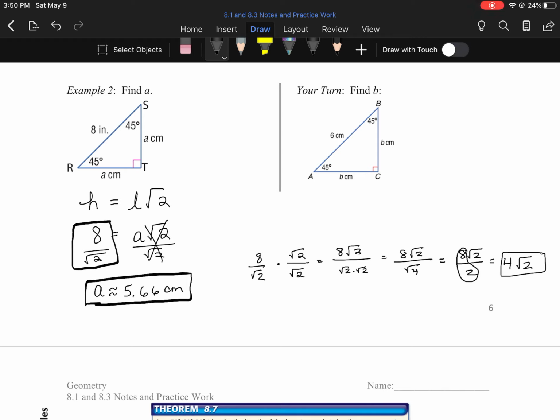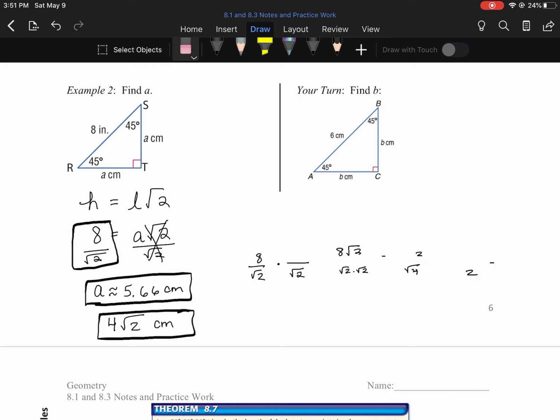So that's rationalizing in a nutshell. And actually, I say nutshell, but that is exactly it. So 4 root 2 centimeters is the best answer for that problem. Now take a moment, try the your turn, and then come back and check your answer.